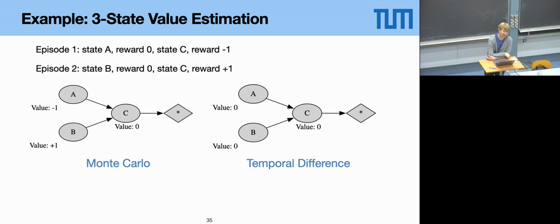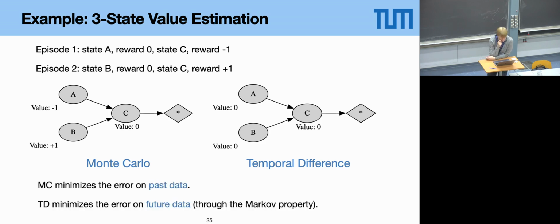So Monte Carlo and temporal difference learning give two different answers to this question of estimating the values. One way to think about that is that what Monte Carlo is trying to do minimizes the error on past data, or on the training set. In contrast to that, temporal difference learning minimizes the error on future data. And it does that basically by taking advantage of the Markov property.